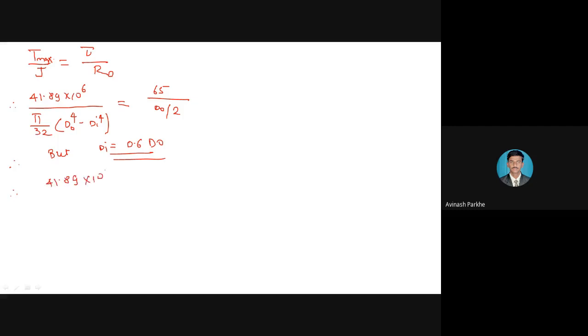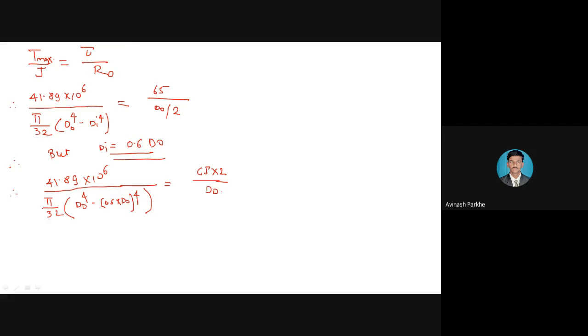41.89 into 10 raised to 6 divided by pi by 32 into Do, I can keep as it is, Do raised to 4 minus Di. What value of Di is given? 0.6, so I have to put it in the bracket again, because 0.6 into Do, and its raised to 4. Please keep in mind the value of Di is 0.6 into Do. Therefore in the bracket 0.6 into Do, bracket raised to 4, is equal to 65 divided by that 2. I will take Do divided by 2 at the numerator, and at the denominator only the remaining term Do.